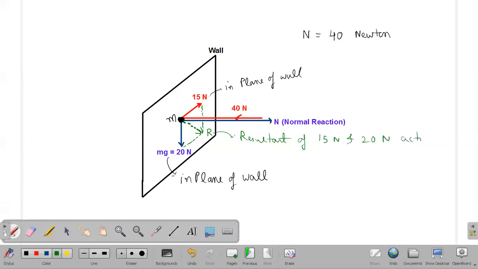R is the resultant of 15 Newton and 20 Newton acting at 90-degree angle. And since these two forces are acting at 90-degree angle, the resultant according to law of parallelogram will be square root of 15 square plus 20 square, which is 25 Newton. So 25 Newton is the resultant force, which is again in plane of wall.